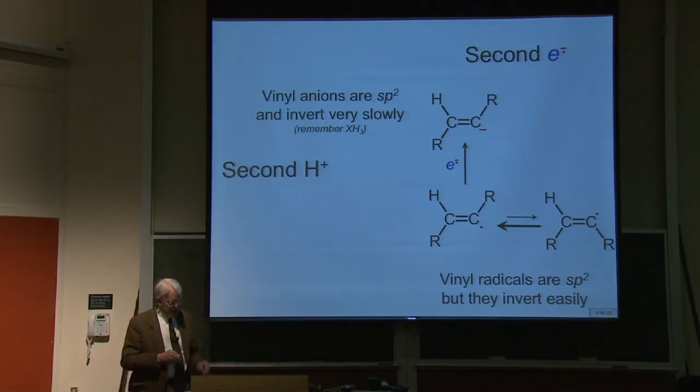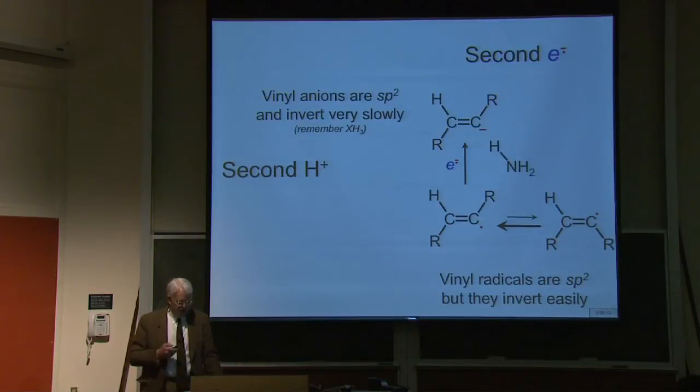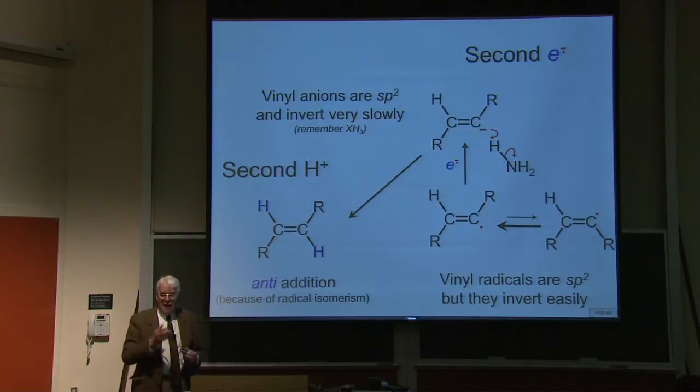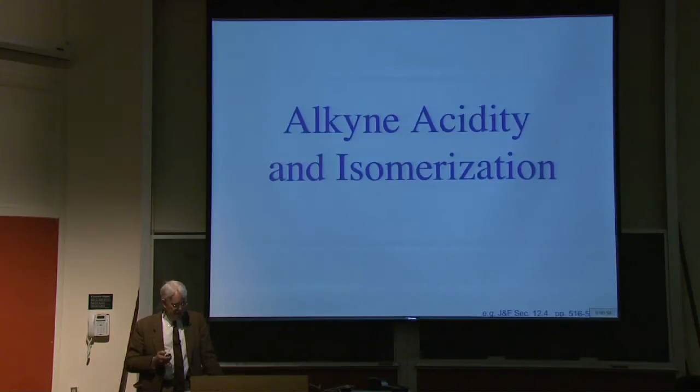So a second proton can be taken away from the ammonia, and we get that product. And the 2 H's are on opposite sides. It's an anti-addition. Why anti? It's because that isomerization of the radicals favored the one with the R's far apart from one another. Then it got trapped as the anion in that geometry, and then it went on to give the anti-product, as we gave yields of on the previous slide.